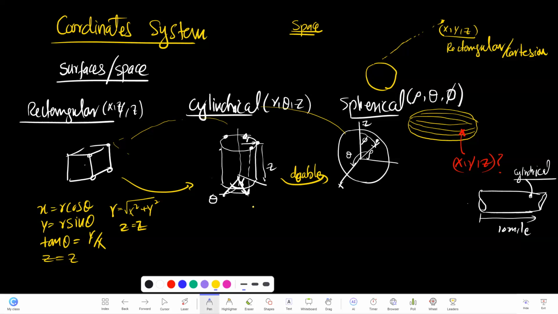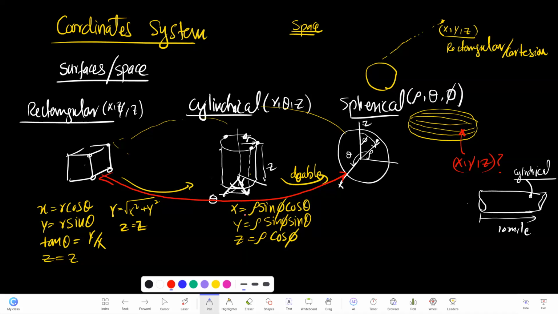We're going to say x equals rho sine phi cos theta, then y equals rho sine phi sine theta, and z equals rho cos phi. I told you rho is a common factor. If you want to convert the other way around, from this system to the other system, you can also. What I'm writing right now is the red line.